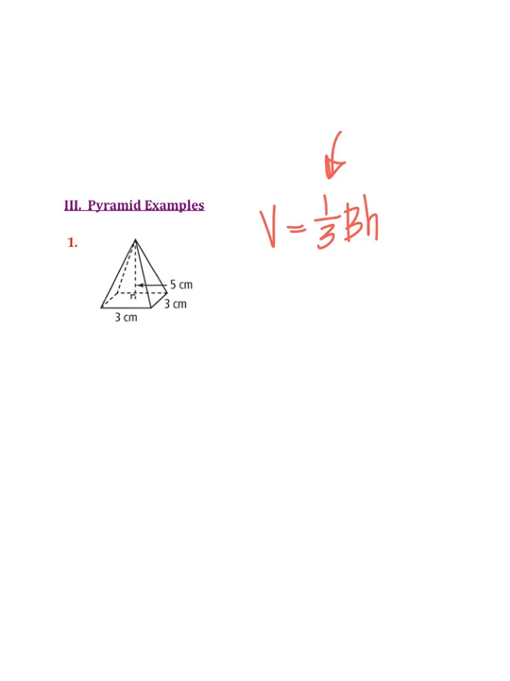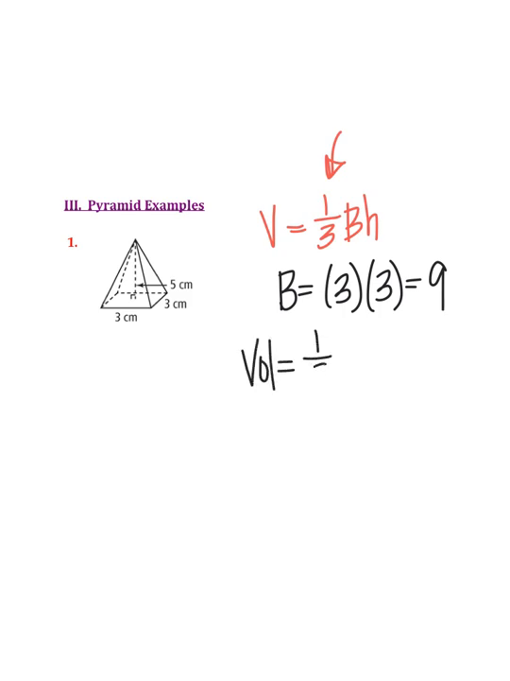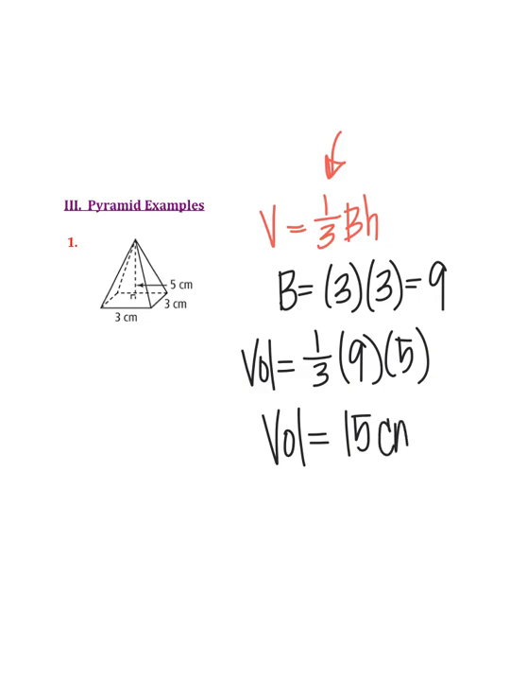All right, so the area of my base, 3x3, so that base is going to be a 3x3 square. So I'm going to have an area of 9. So then that means that my volume is going to be 1/3 area of the base times the height, which is given to us as 5. So my volume is going to then be 15 centimeters cubed.